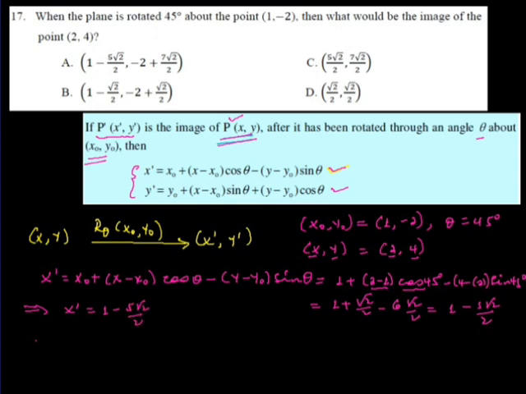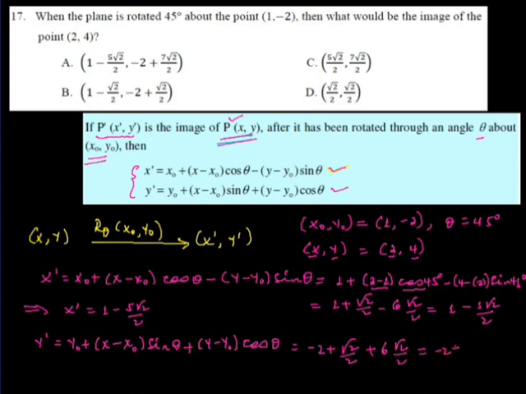Now we need to determine y prime also. y prime is y naught plus x minus x naught times sine theta plus y minus y naught times cos theta. So we do have x naught, y naught, everything. So y naught is minus 2 plus x minus x naught is 1 times root 2 over 2 plus 6 times root 2 over 2. The result is minus 2 plus 7 root 2 over 2.